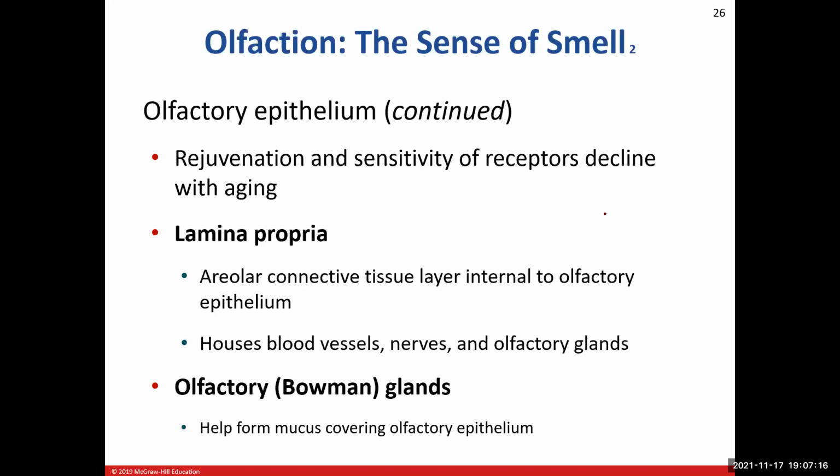So if you recall, our epithelial tissue will always sit on the basement membrane, but usually deep to that basement membrane, we're going to have the lamina propria. And the lamina propria is just loose connective tissue. But in the lamina propria, we are going to have some of our support structures: blood vessels, nerves, and the olfactory glands. Now, the olfactory glands are going to make the mucus that's going to cover the olfactory epithelium. We call those Bowman glands.